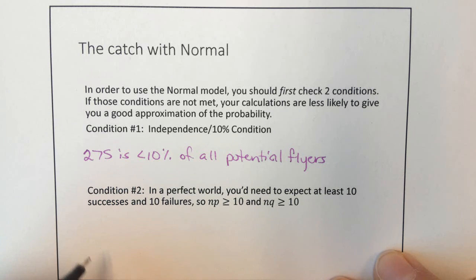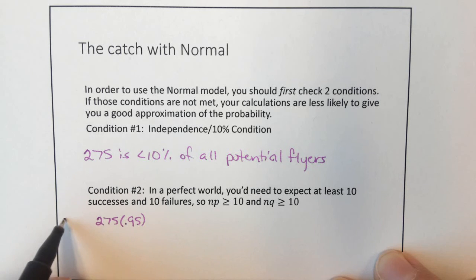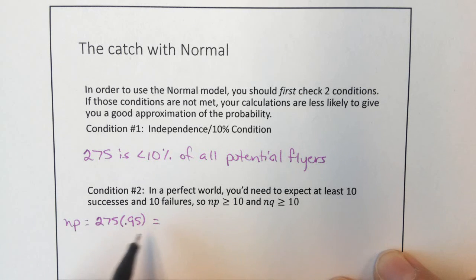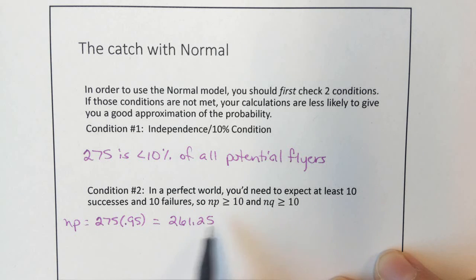So the number of people who are going to show up is 275 times 95%. This is N times P, which we've already computed. That's the mean of the model. That's the 261.25. That's at least 10. We expect more than 10 people to show up for this flight. 261 is way more than 10.